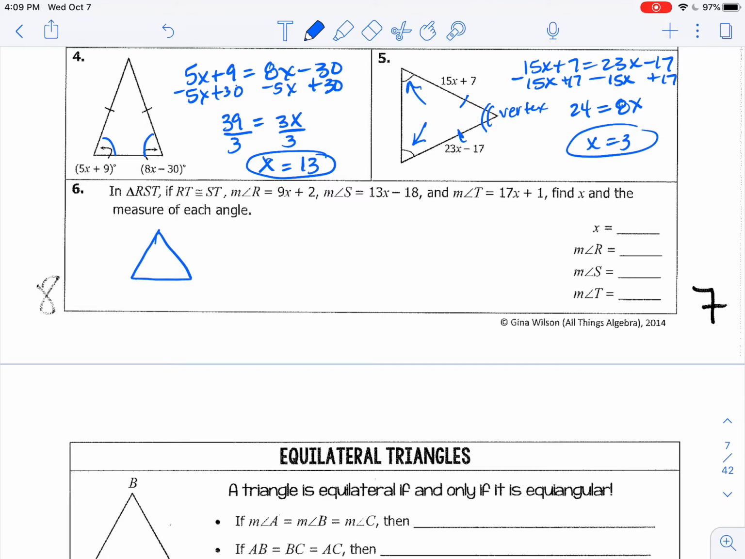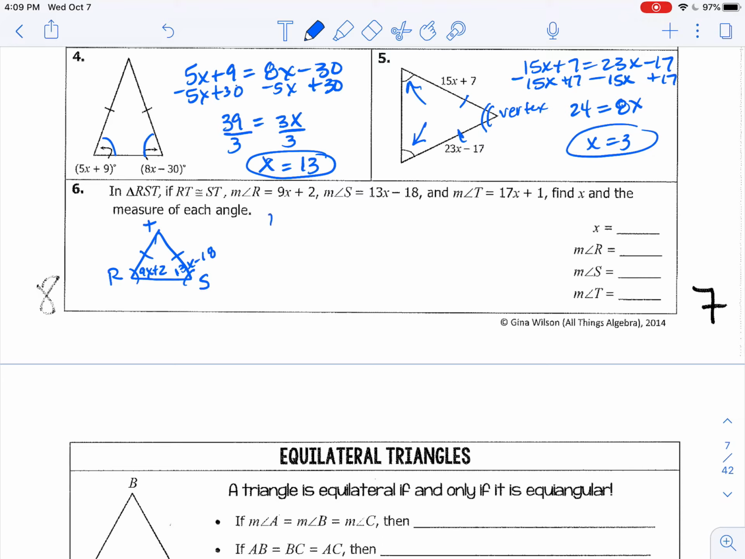In number 6, we have triangle RST. Oh, I don't have a picture. I've got to draw this. I don't know what it looks like, but I'm going to draw an RST. It says RT is equal to ST, so I'm going to label this RT is equal to ST. Measure of angle R is 9x plus 2. That's this angle here. Measure of angle S is 13x minus 18.